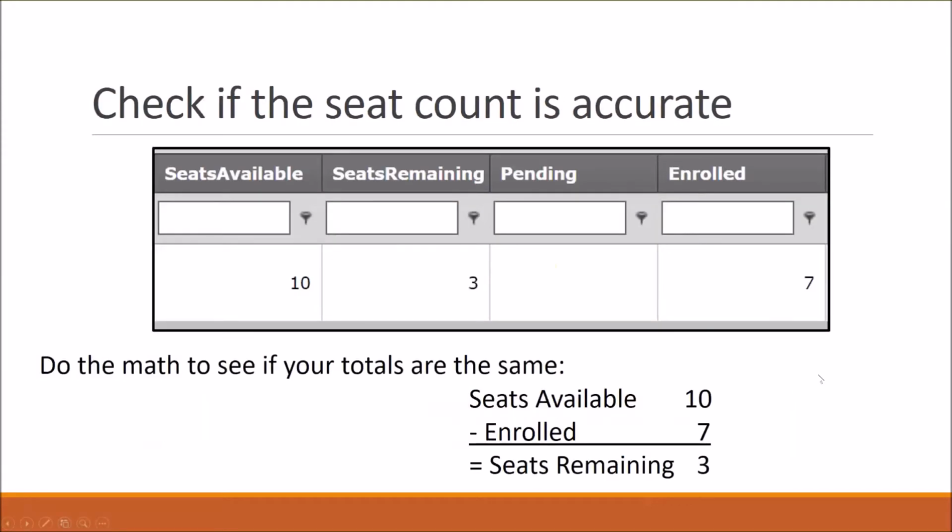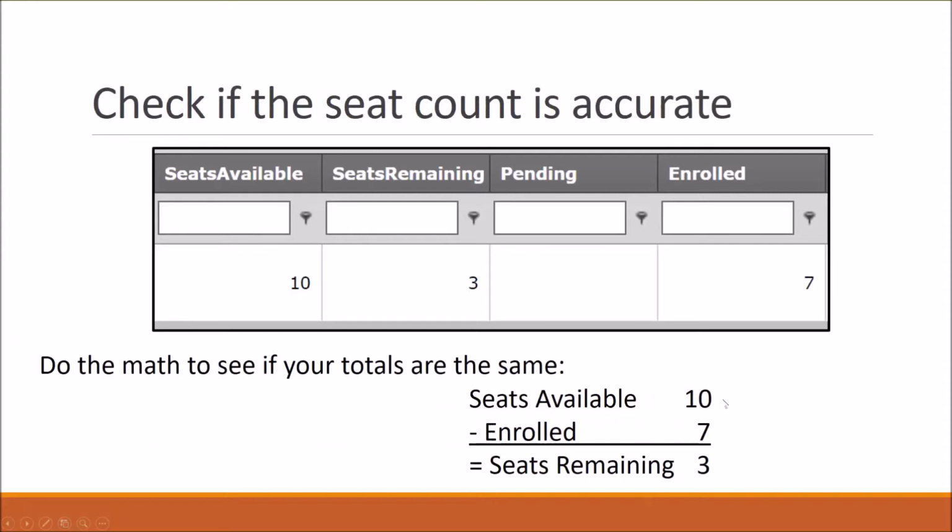So let's zero in on those columns of information I was talking about. How can I quickly figure out if my data is accurate or not? Well, it involves math. The easiest way for me to figure that out is I take my seats available column and I subtract my enrolled column and get a total. And if everything's accurate, this total should equal what's in the seats remaining.